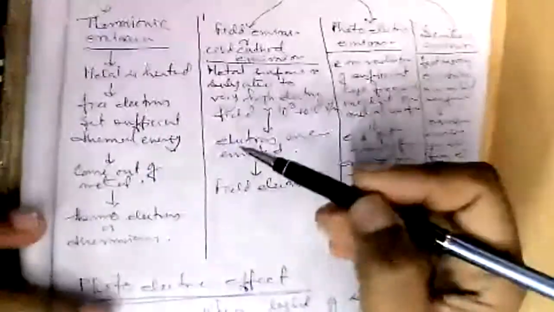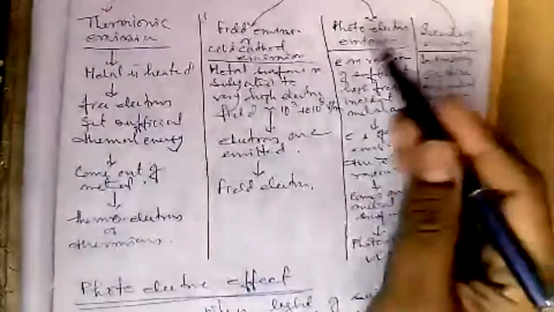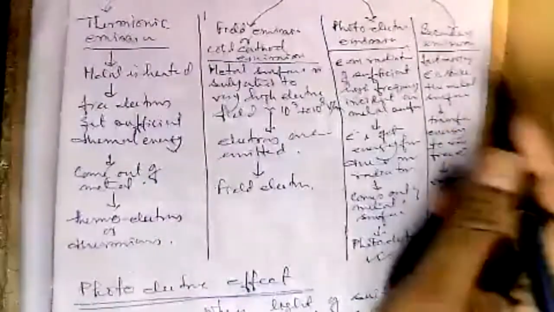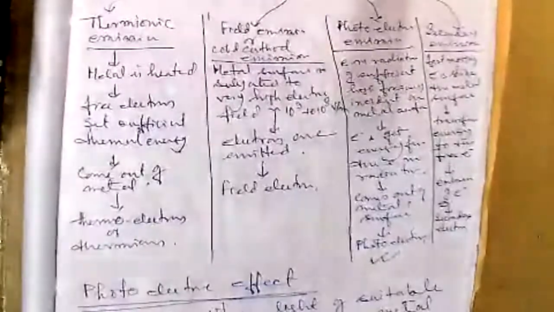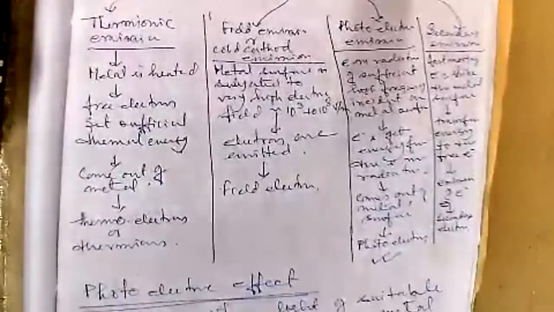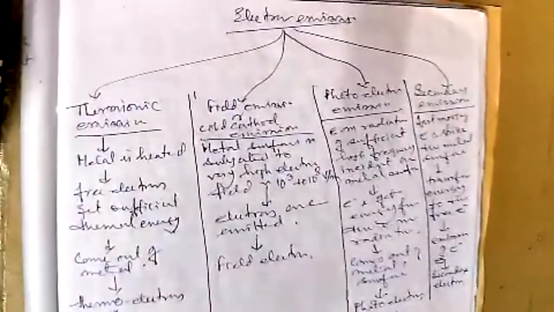Okay, so you can provide energy by heat, you can provide energy by some electric field, you can provide energy by light photons, and also you can provide energy by some primary electrons. Accordingly we have different methods. So basically work function is the energy required to remove that electron, right? Yeah. Okay.